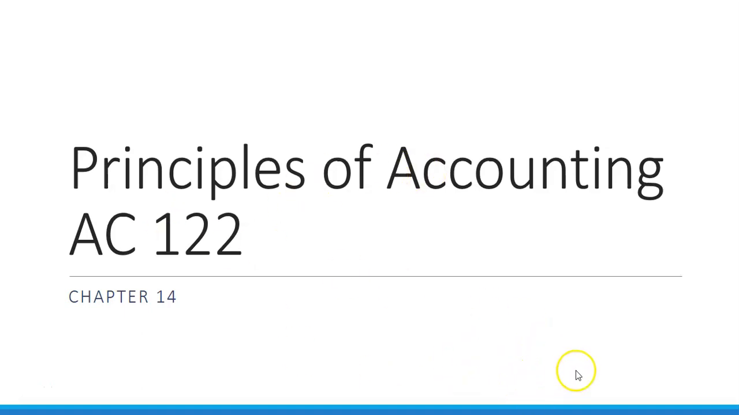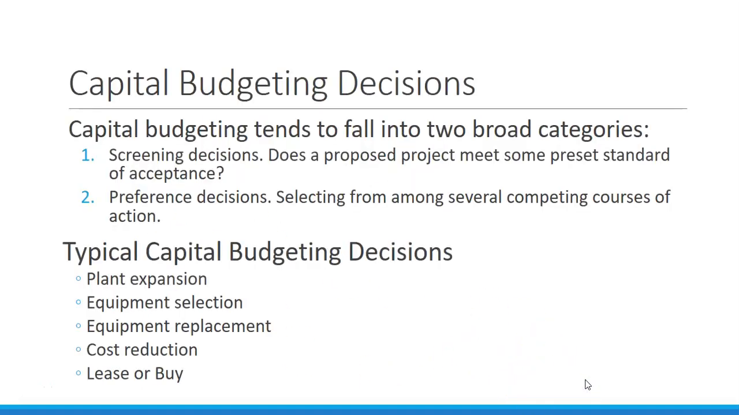Principles of Accounting 2, Chapter 14. In Chapter 14, we look at capital budgeting. So capital budgeting tends to fall in two major categories. We're screening decisions or we are creating preference decisions.